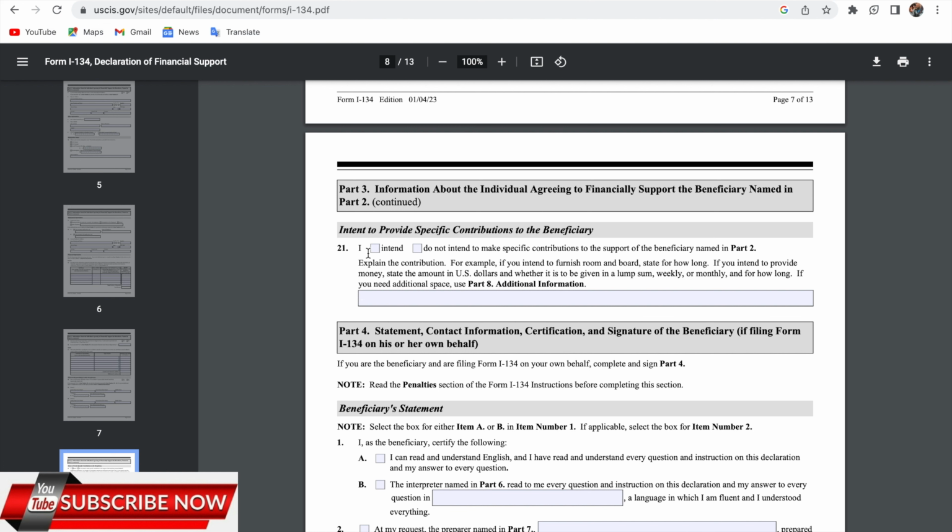So if you are going to rent an apartment for the person, or you are going to be giving the person money, you just click on I intend. But if you don't, and the person will be living with you, so basically they'll be using whatever you have, then you just click on I do not intend.